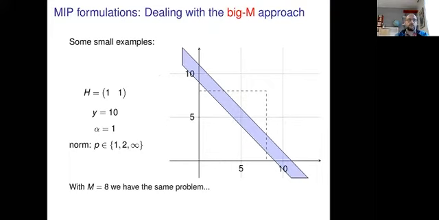We have some examples. For instance, in this example, the feasible region is unbounded. So the feasible region goes on in this direction, and we cannot bound it with a big M. Okay, so this is a problem. So these formulations have this problem that it's not clear how to deal with the big M approach.